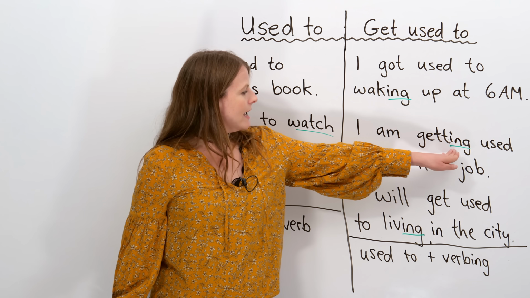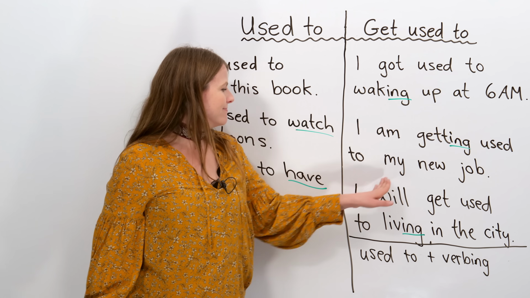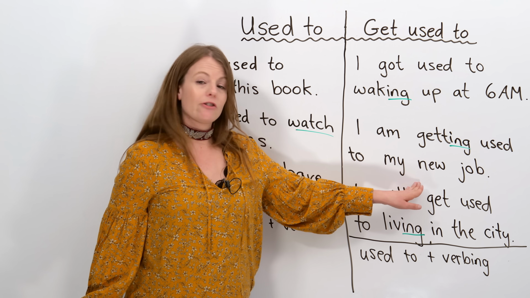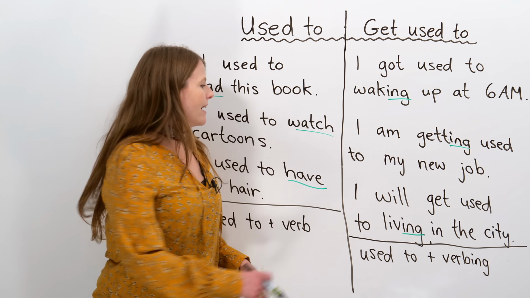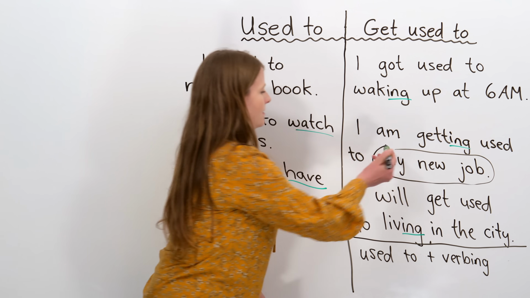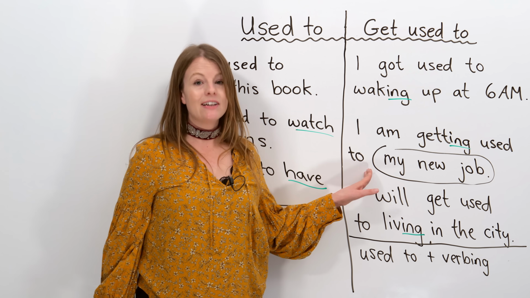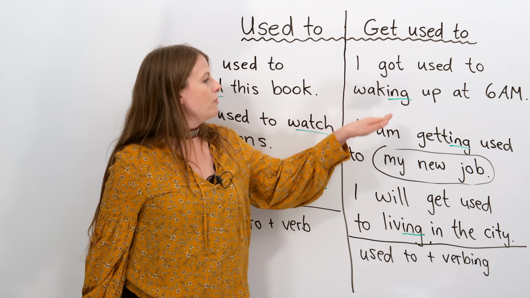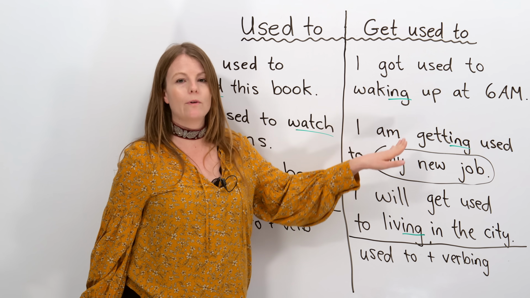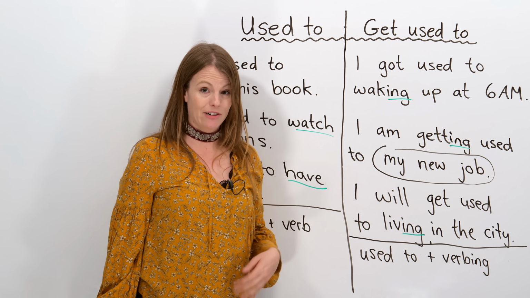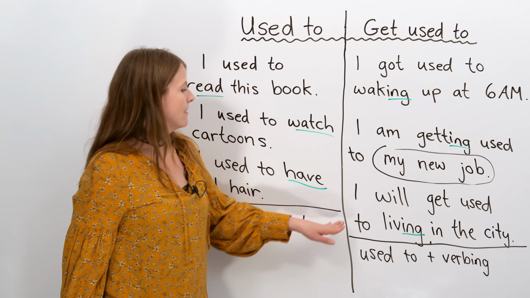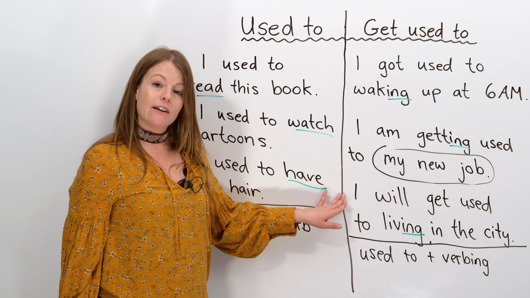And again, you'll notice we have ing, in this case, we don't actually have a second verb. We actually have a noun. So after get used to, you can have a verb with ing, or you can have a noun. You have a choice. Let's look at another example of get used to.